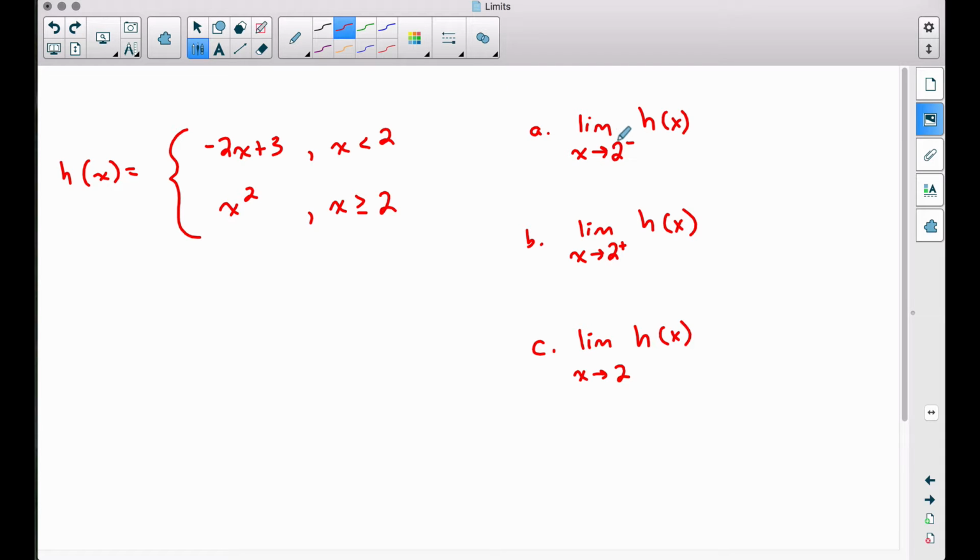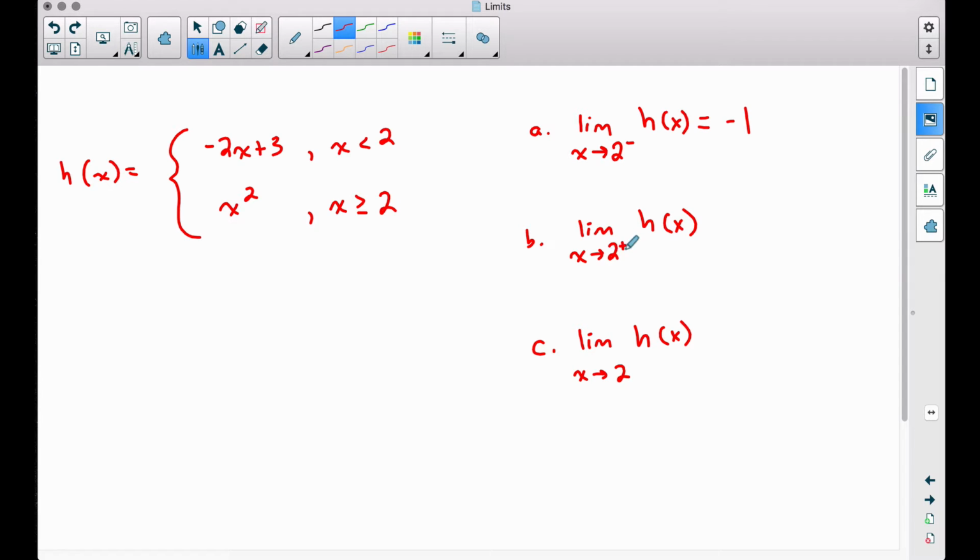So recall, if we approach a number from the left-hand side, we're talking about approaching that x value of 2 from values of x that are less than 2. Approaching from the left means we are approaching from values of x that are less than 2. So we're talking about this piece here. So let's take that 2 and let's plug it into this piece right here. Negative 2 times 2 is negative 4 plus 3, we get negative 1. That is our left-handed limit, just like that.